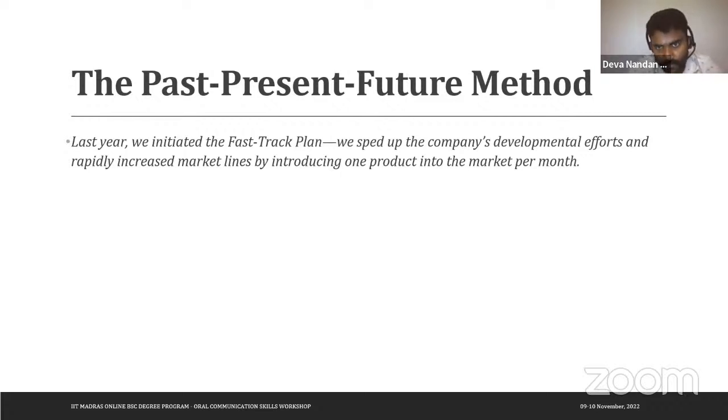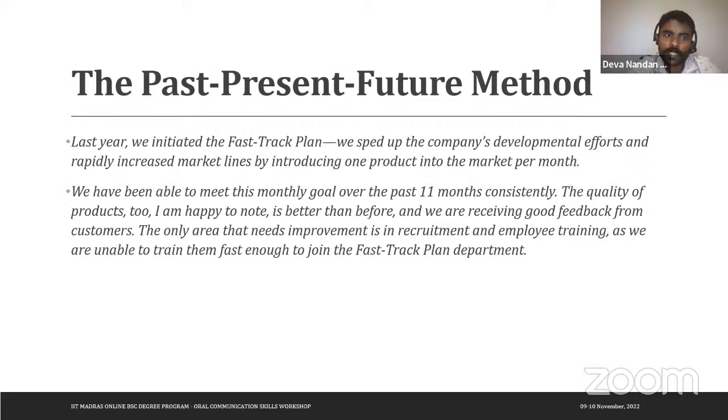This is the past. This is what already happened. Now we say we have been able to meet this monthly goal over the past 11 months consistently. The quality of products too, I'm happy to know, is better than before, and we are receiving good feedback from customers. The only area that needs improvement is in recruitment and employee training, as we are unable to train them fast enough to join the fast track plan department.